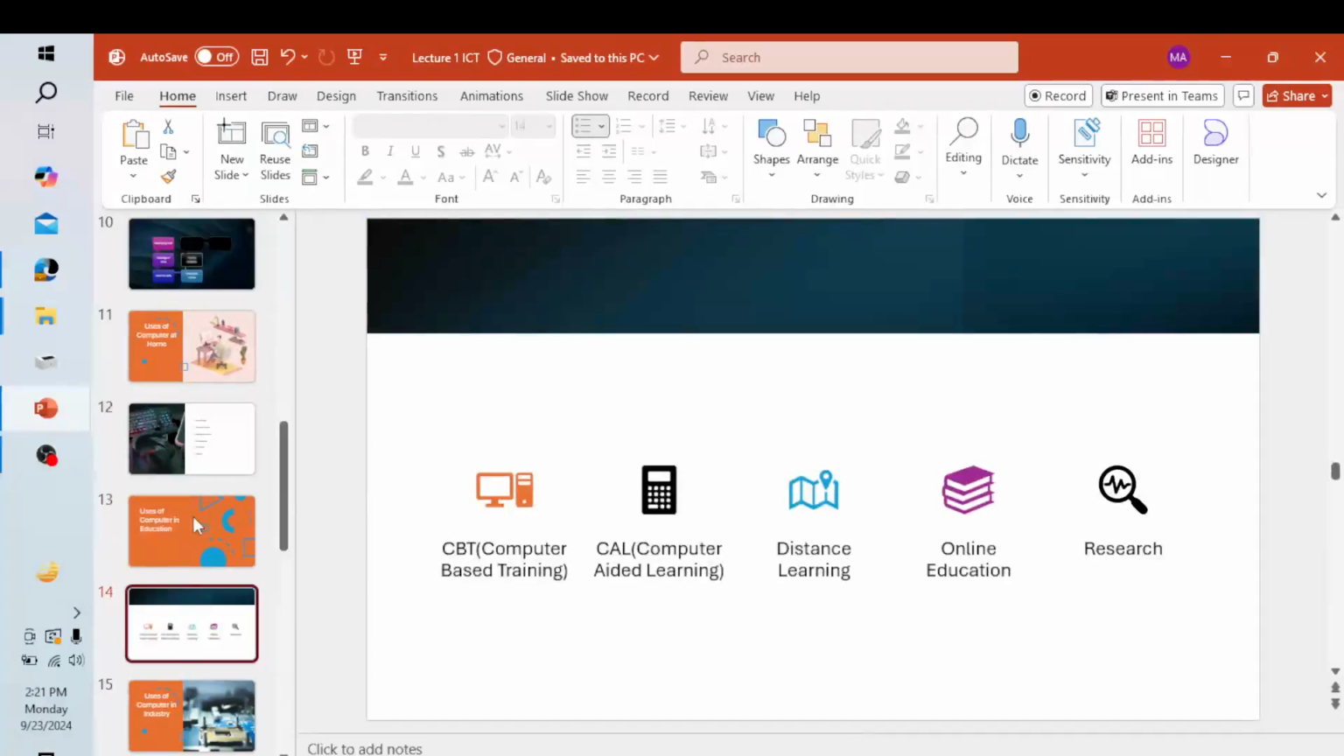Number 1 is the CBT, computer based training. The second one is the CAL, computer aided learning. The third one is distance learning. Fourth one is online education, and fifth one is research. Okay, first of all we will discuss the CBT.